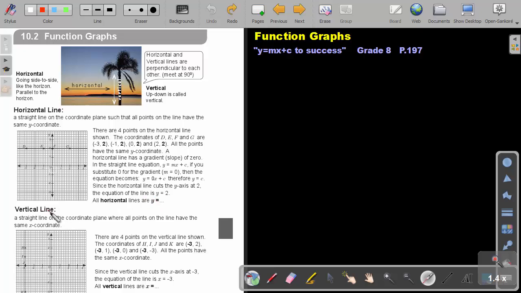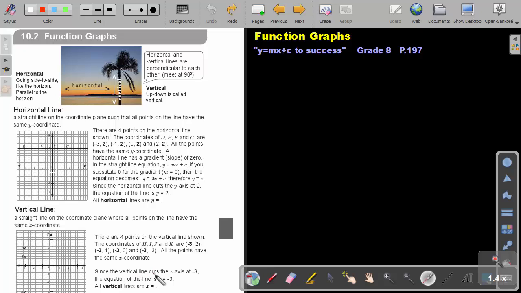Okay, vertical lines. A straight line on the coordinate plane where all points on the line have the same x coordinate. There's the line. There are 4 points on the vertical line shown. The coordinates of H, I, J, and K are (-3, 2), because there's the -3, (-3, 1), (-3, 0), and (-3, -3). All the points have the same x coordinate there.